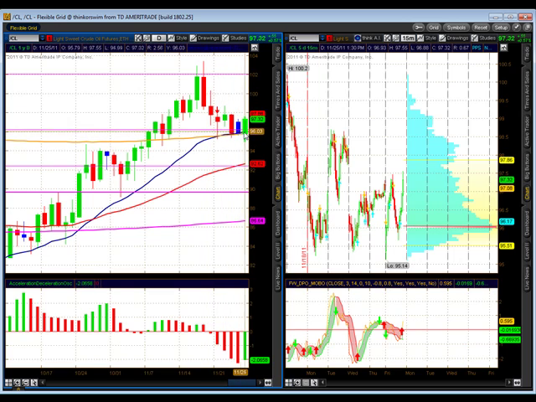And finding support at the 20 to 200 moving average, and we put an inside bar and came right above it. So our aggressive traders are probably already in with the break of the inside bar, looking for a move back up to 102.